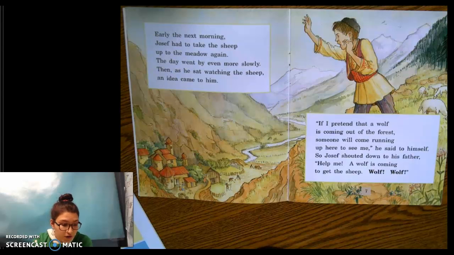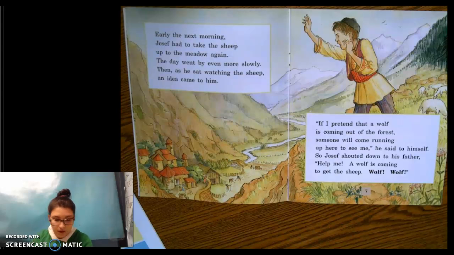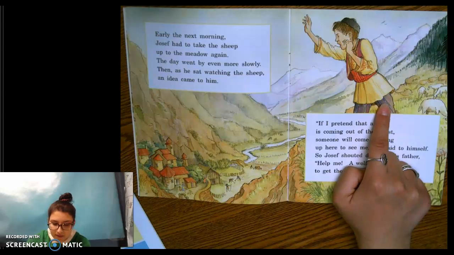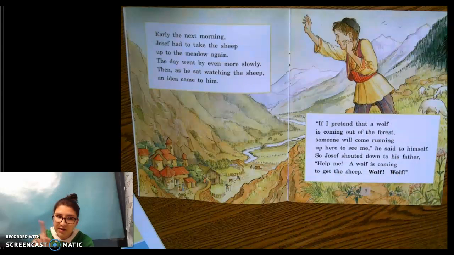Narrator. Early the next morning, Joseph had to take the sheep up to the meadow again. The day went by even more slowly. Then, as Joseph sat watching the sheep, an idea came to him. Here's Joseph. Joseph, I pretend that a wolf is coming out of the forest. Someone will come running up here to see me. Narrator. Remember, narrator's not the character. He's just letting us, the audience, know what's going on.